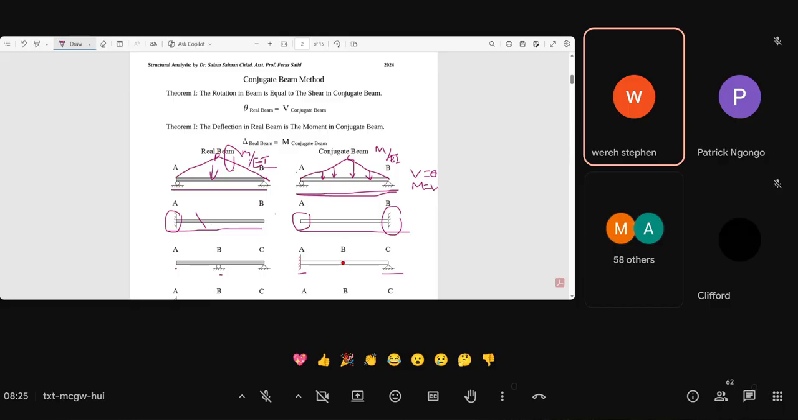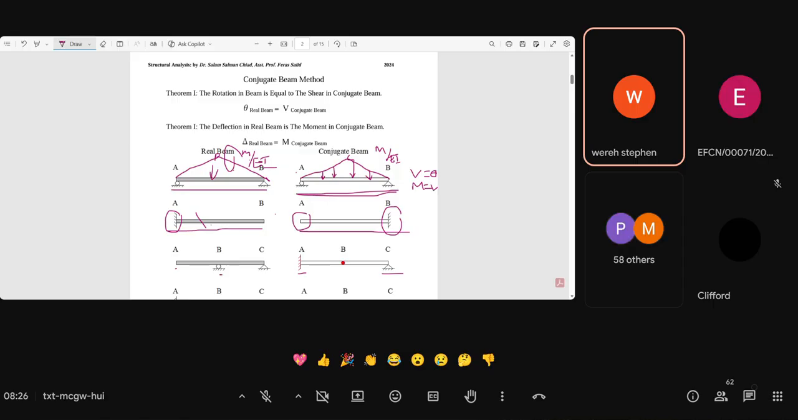Is there anybody who has a question up to that place? Because if you don't understand that, then you cannot proceed. So is there anybody who has a question up to there, before we proceed? Anybody who has a question? Okay. Simbine, you have a question?